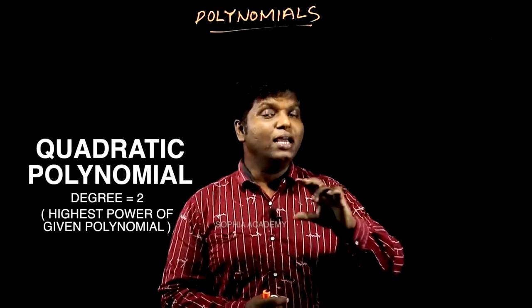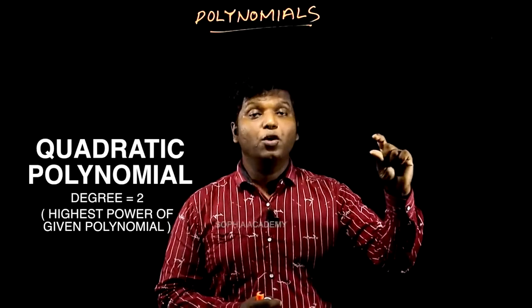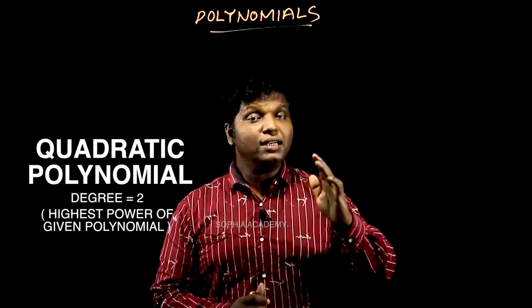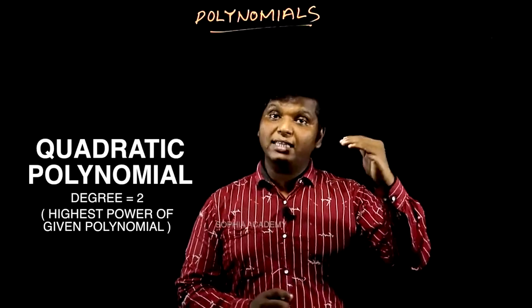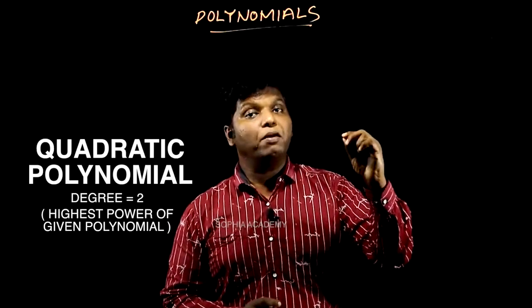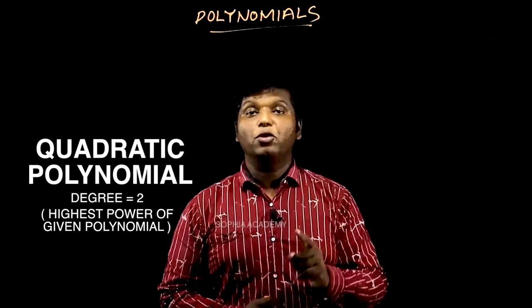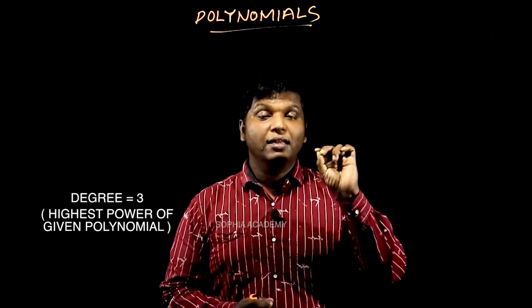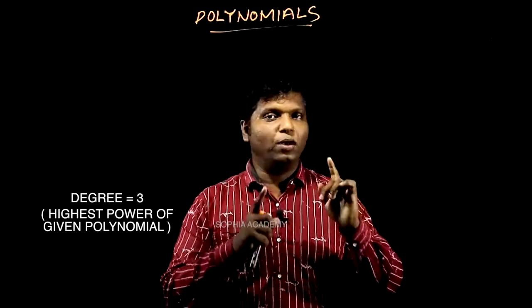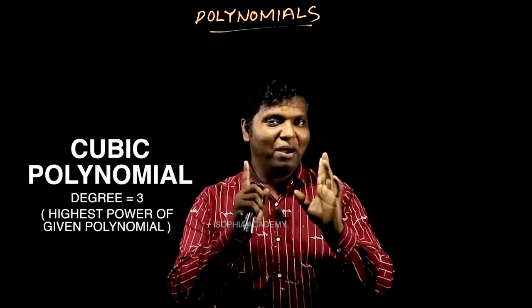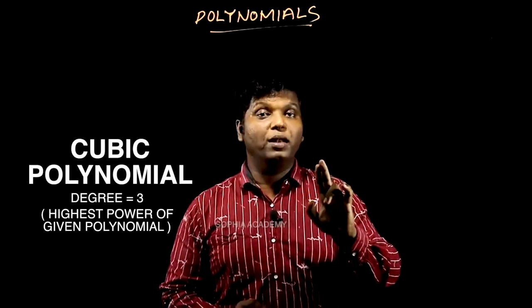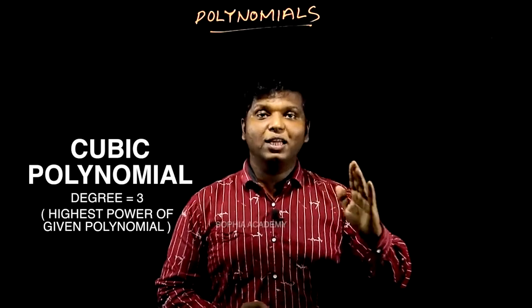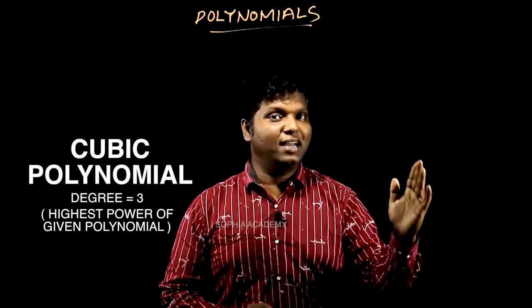If you're taking a polynomial, you have to check each variable. There is a variable part and a constant part. When you check the highest power inside each variable, if the highest power is 2, that polynomial is called a quadratic polynomial, and if the highest power is 3, then it is called a cubic polynomial. Keep this in your mind. When you hear cubic polynomial, it means the degree is 3, and it means there are 3 roots, namely alpha, beta and gamma.